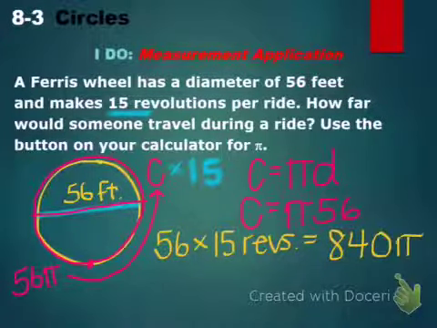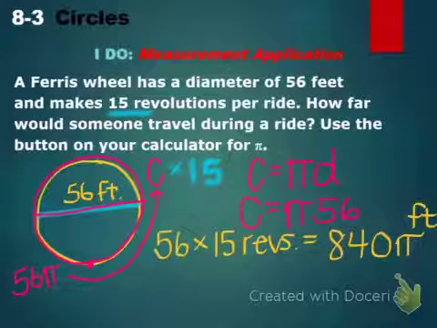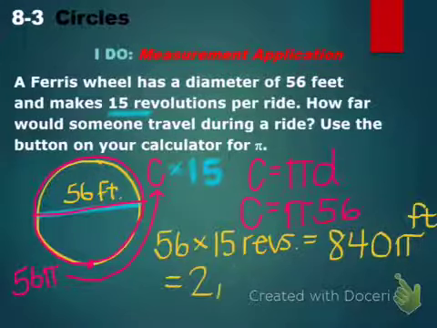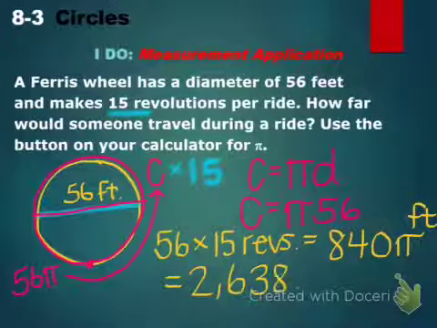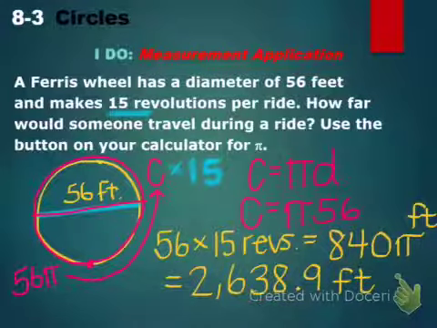And we were measuring everything in feet, running out of space over here. We're going to put that into the calculator, and we've got 840 times the pi button, and then equals, and we're going to round that to tenths. So we get 2,638 and 9/10 feet if they were to travel around that Ferris wheel 15 times.